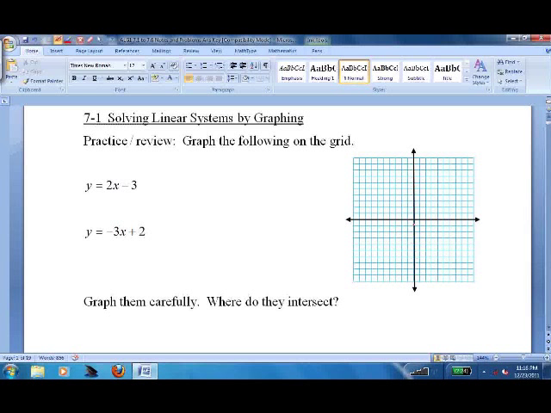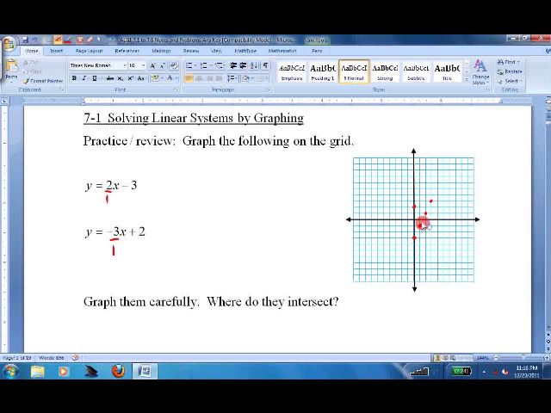2x minus 3, down 3, and up 2 over 1. And now I'm going to do something that I don't usually do. I'm going to go up 2 over 1, up 2 over 1, and I'm not going to connect my dots until I graph the other one. The other is up 2, down 3 over 1, 3 over 1.